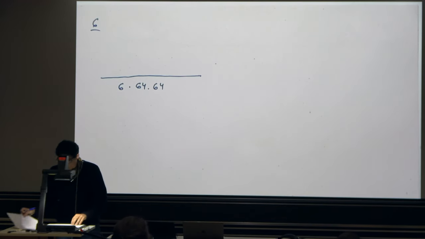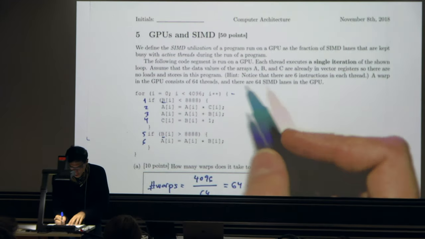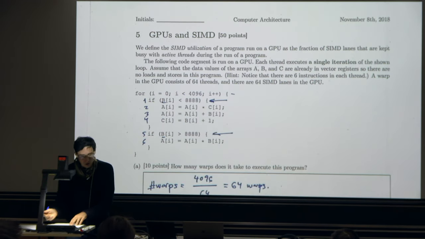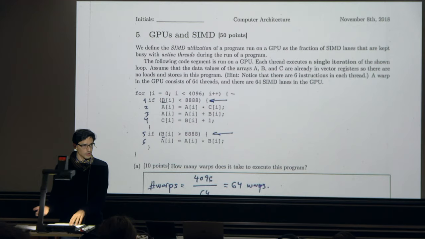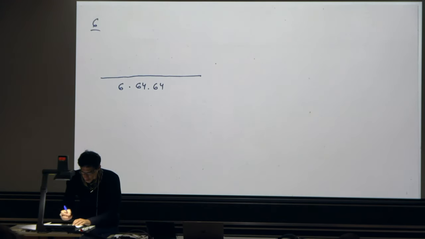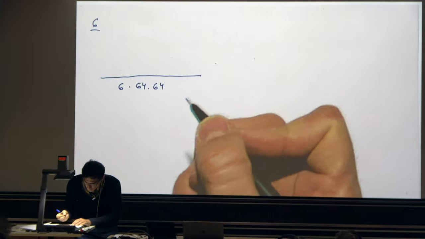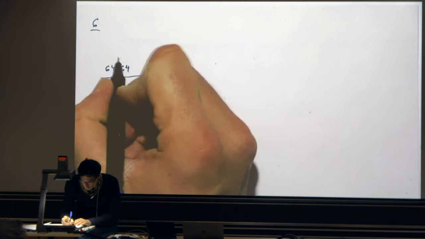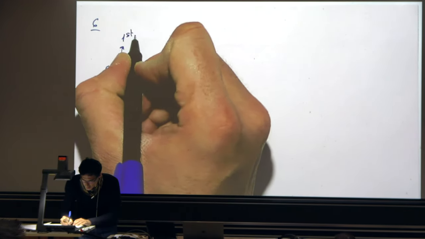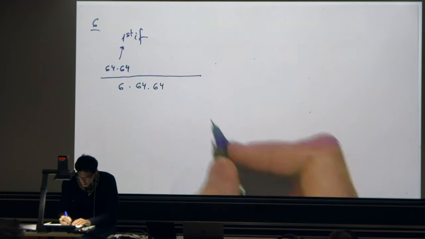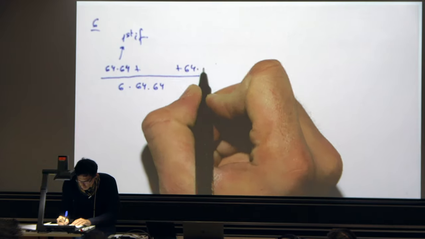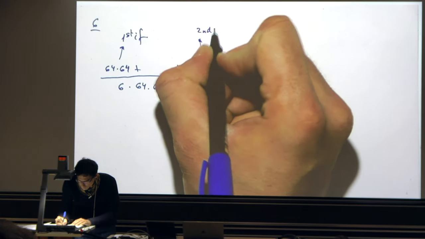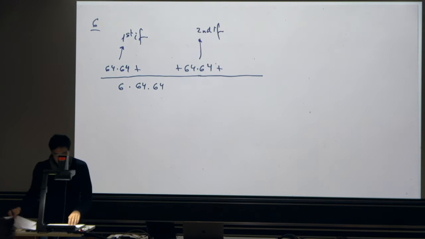And there are some instructions, as you can see here, that are always executed by every thread. In particular, this one and this one. Why is that? Because we have to evaluate the if statement, right? So this is something that I can already include in the numerator. I know that all the threads of all the warps are going to execute the first if, and the second if. Okay? And what about the other instructions?